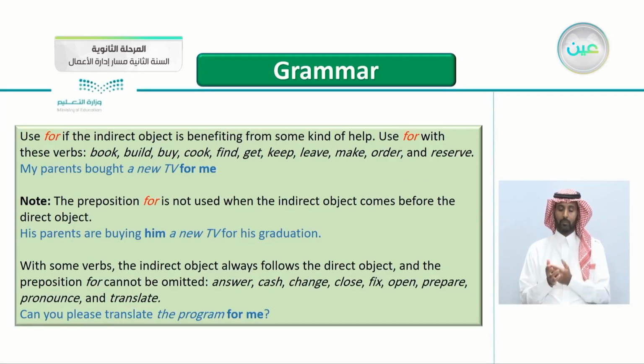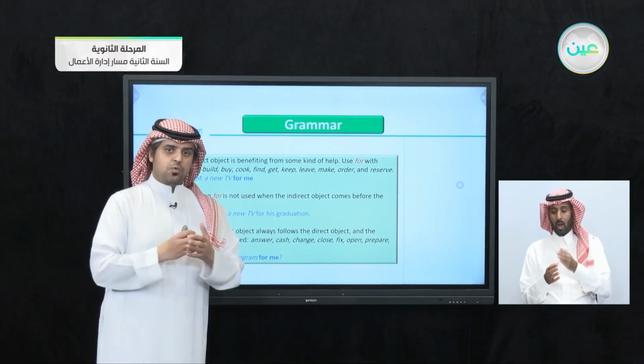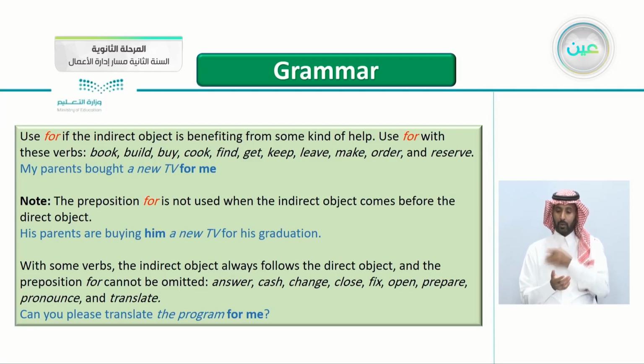Note the preposition for is not used when the indirect object comes before the direct object. Same as to, if the indirect comes before the direct, we omit the preposition. His parents are buying him a new TV for his graduation.